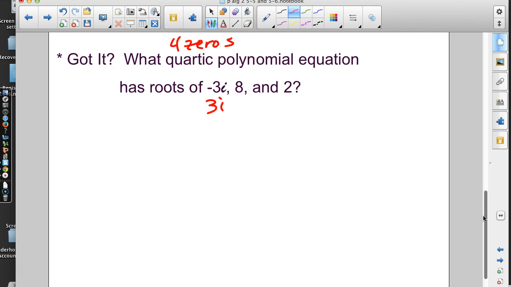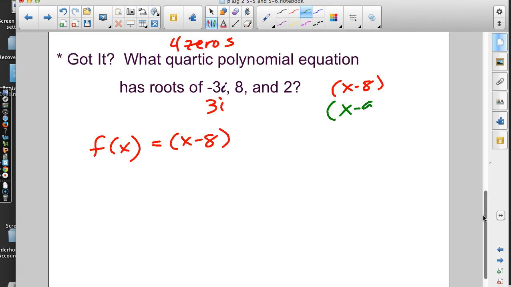Huh. Let's take a peek at this. We have to call it a function because it said quartic polynomial equation. So let's do f of x equals. Now, I'm going to do the easy ones first. If it's 8, it must have come from x minus 8. So that's got to go here. Because it's always x minus a, whatever that is, for a factor. So if it's 2, what parentheses do I need for the 2? x minus 2. All right, so those were the nice ones.